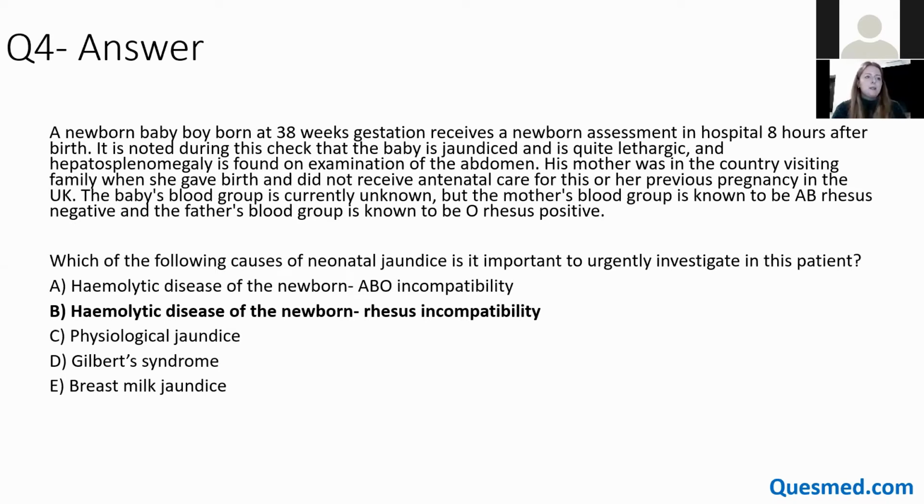Option C, physiological jaundice. Obviously, it's not going to be physiological if it's within the first 24 hours of life, and it's not something that we need to urgently investigate. D, Gilbert's syndrome. We'll go on to talk about that a few slides' time. And E, breast milk jaundice. Again, it's not uncommon, and it's not something that we need to urgently investigate. It's quite common that breast milk feeding is associated with jaundice.